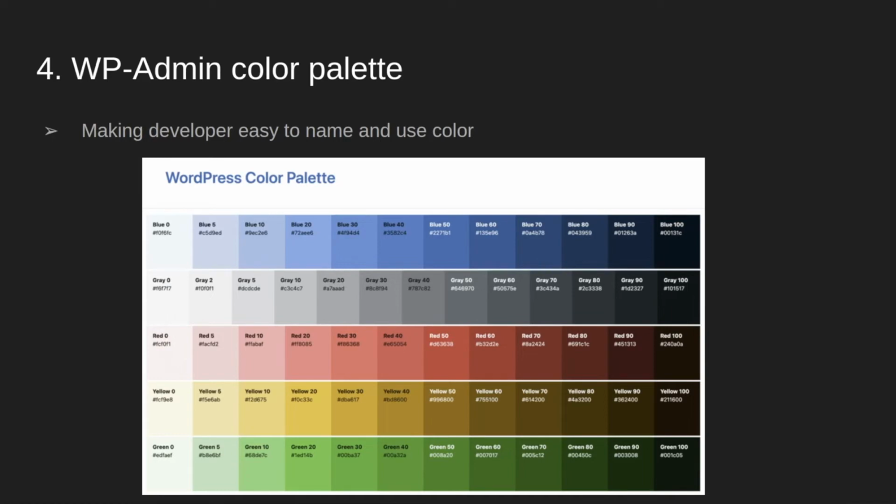Another feature of 5.7 is that it provides a color palette for developers, through which we can use the color instead of giving a custom name. We can use this WordPress color palette, and through it we can choose a wide variety of colors for use in CSS as well as for theme colors also.